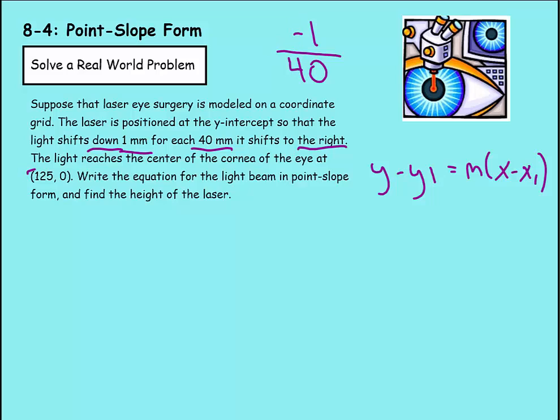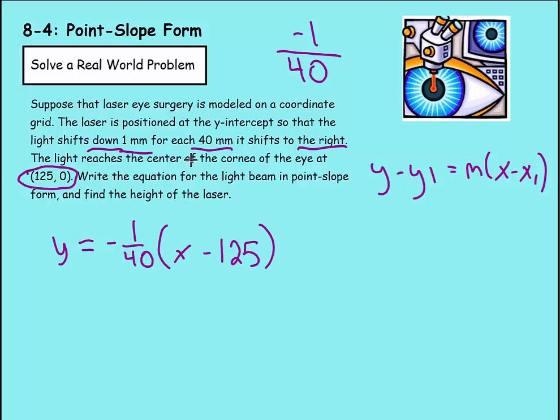And here's the point on the eye that they want to reach. So if we did y minus y1, it would just be y minus 0. And we know that if we do y minus 0, we can just do y. So y equals the slope, which is negative 1 over 40, times x minus x1. So x minus 125. So this becomes my point-slope form equation.